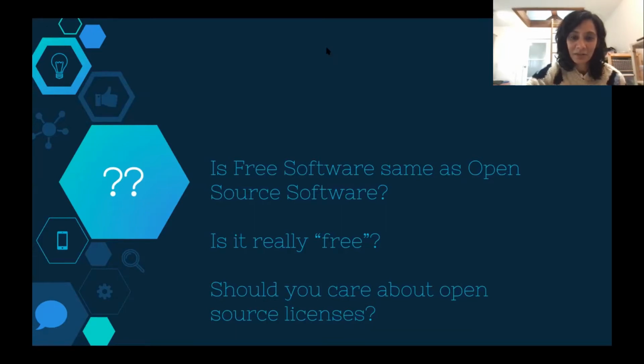Free software and open source software are actually used interchangeably in the field. Philosophically, some people might say that they're the same thing. But the way I like to differentiate is free as in free speech and free as in free beer. Those are two different things.